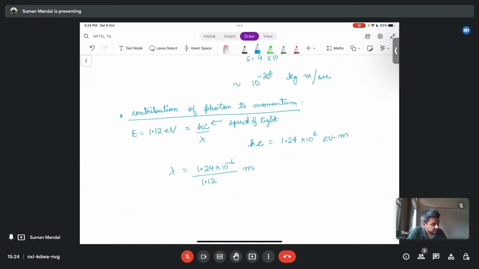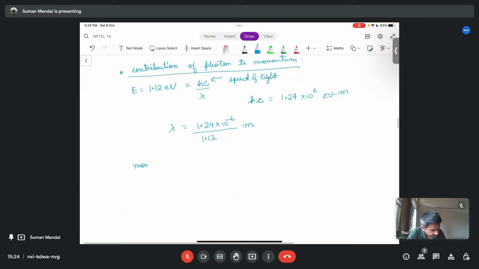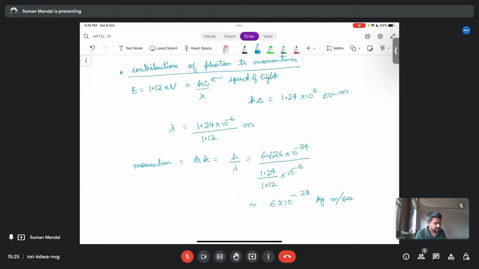So if you want to find out now the momentum, it's equal to h cross into k, which is basically h by lambda. 6.626 into 10 power minus 34 by 1.24 by 1.12 into 10 power minus 6. This is approximately 6 into 10 power minus 28 kg meter per second. It's understood, right? What I did here.